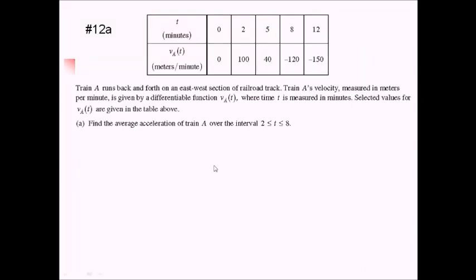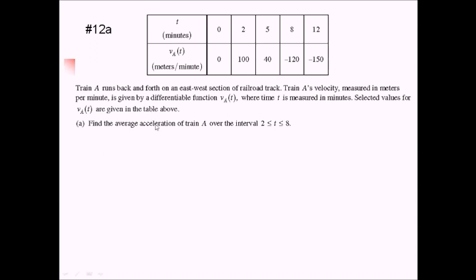For this problem, we have a train running back and forth on an east-west section of a railroad track. It's kind of like the particle moving on the x-axis. The velocity of this train in meters per minute is given by some differentiable function v sub A of t, with time measured in minutes, and selected values of this velocity function are given in this table here. So this is a table of velocity as a function of time.